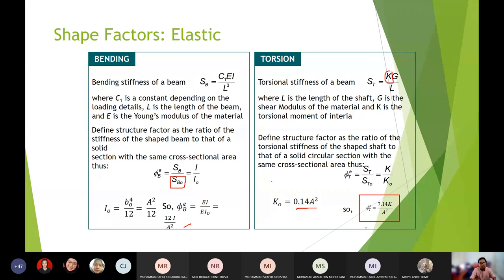Okay, so for the elastic twisting of any kind of shape factor, we have the formula 7.14 k over a squared. This 7.14 is actually the shear modulus, when we consider the 0.14 k not here. Because the shear modulus, as you know, if I'm not mistaken, relates E and twisting. I can't remember the details, but that is how we got the formula for the torsional elastic shape factor.